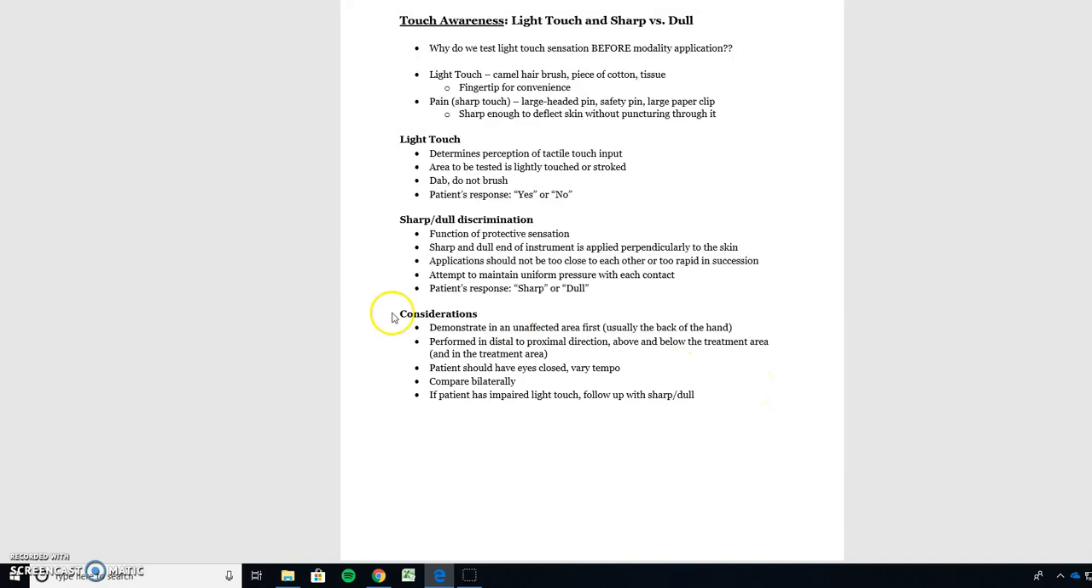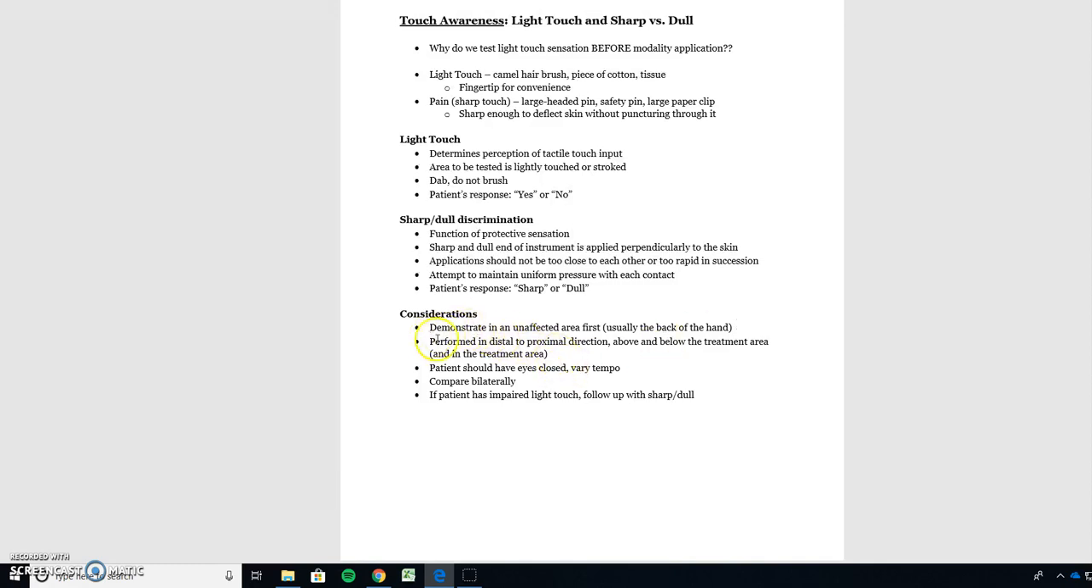So some things to consider with our light touch and our sharp dull discrimination tests. You always want to make sure that you demonstrate this for your patient first in an unaffected treatment area. I usually use the back of the patient's hand and I let them watch and I show them, this is what my light touch test looks like, or this is what my sharp dull test is going to look like. This way they can see and they know what I'm going to be doing.